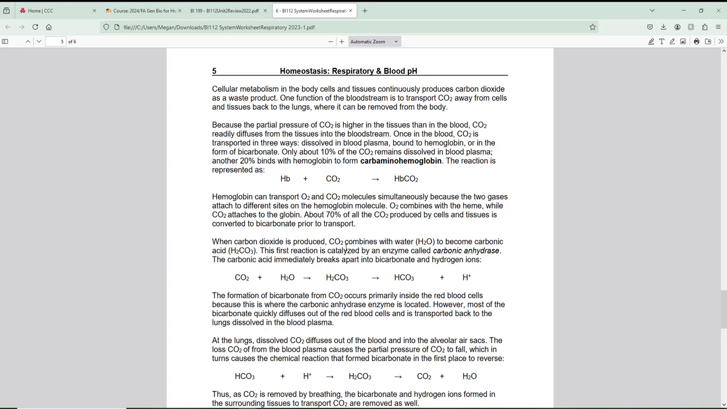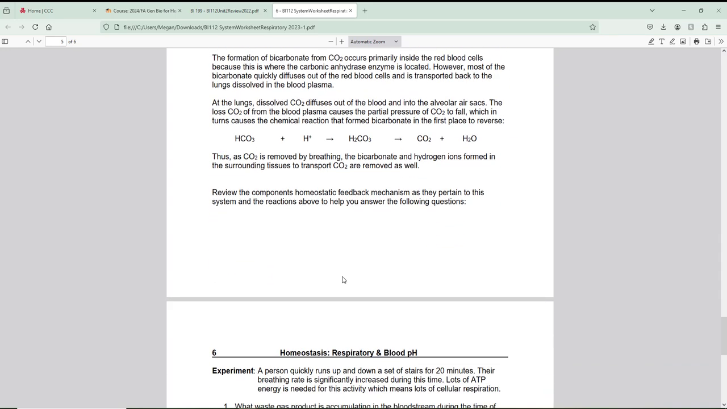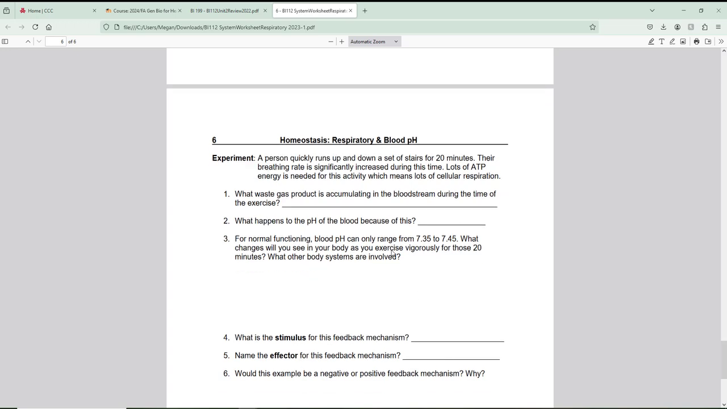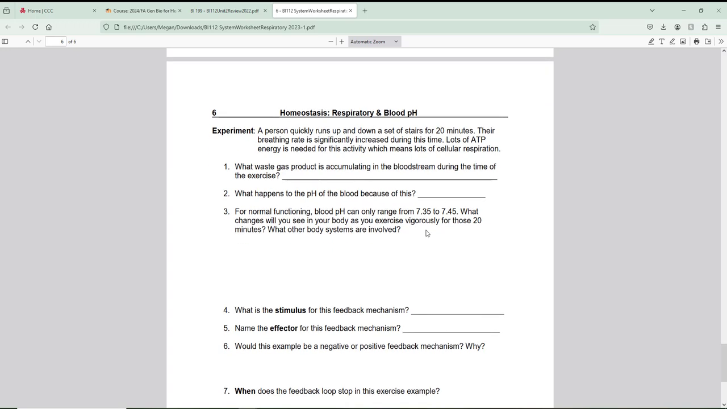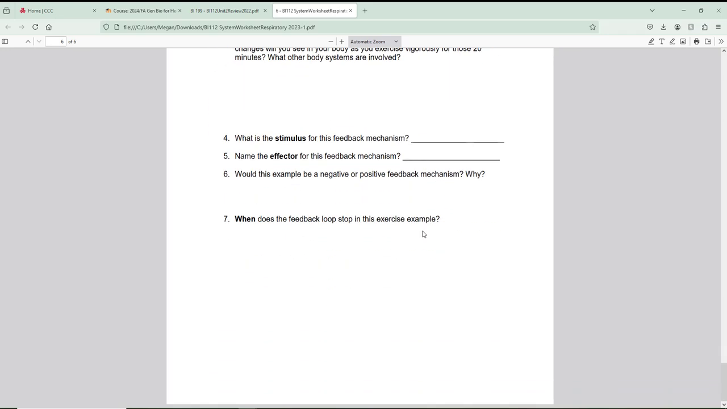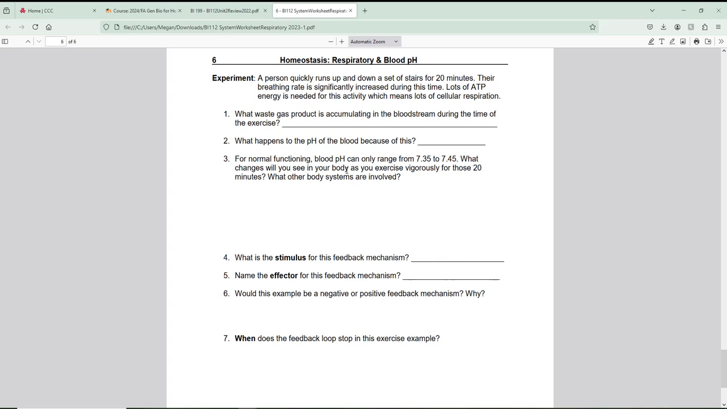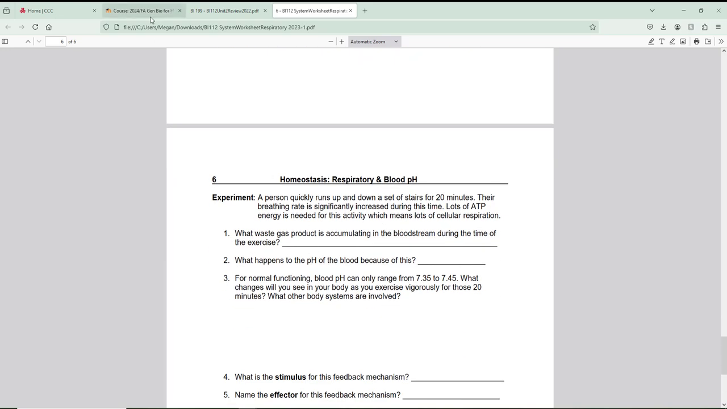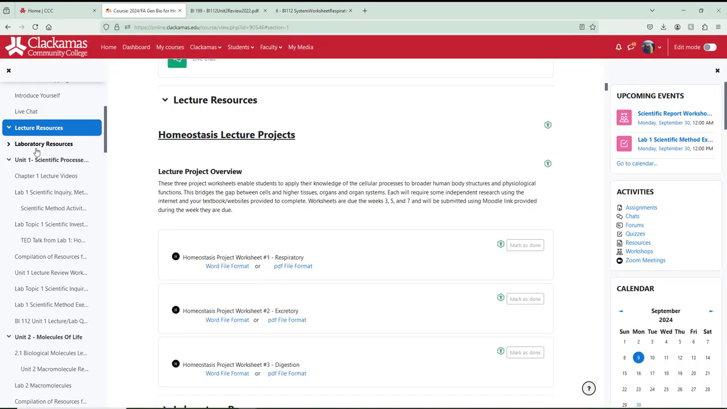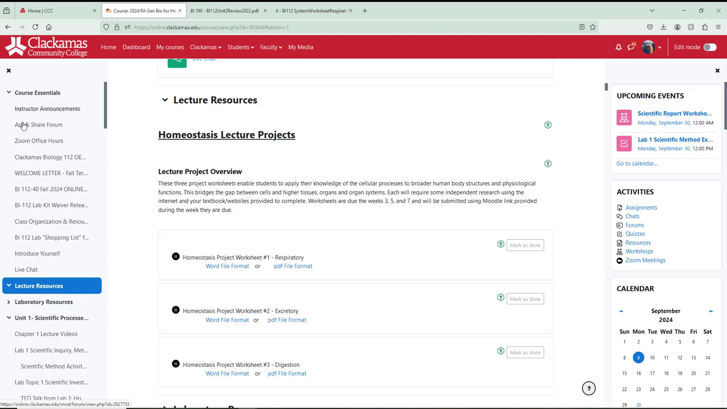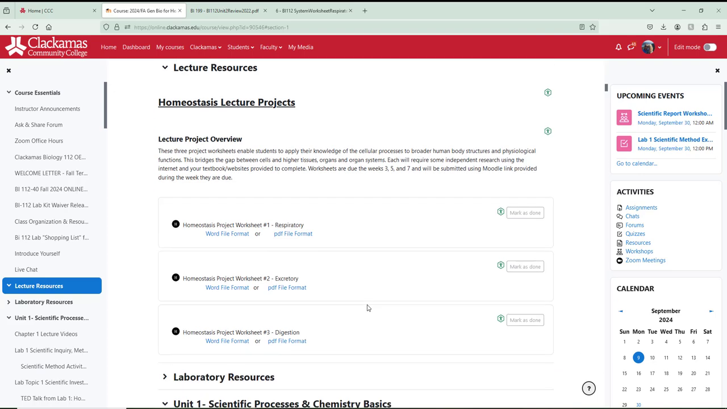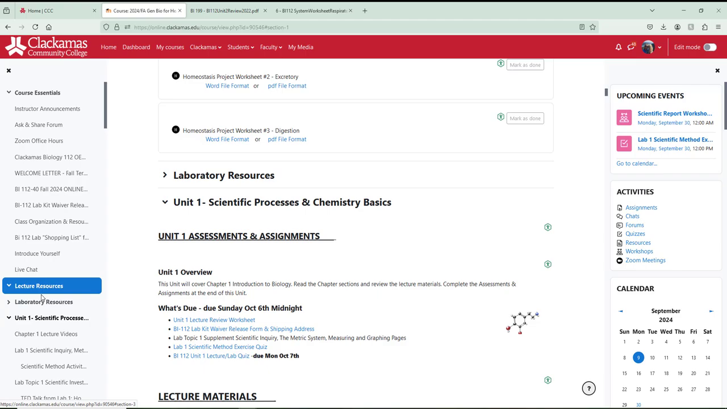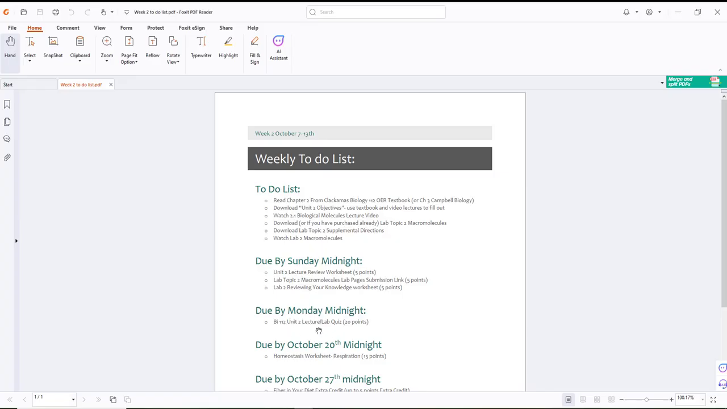So you're going to read through this information and answer the questions along the way. Okay, so what would happen if your blood pH rose? What if it declined, and so forth? Even though this is not due until the 20th, you might want to get started on it this week, and that way, if you have questions along the way, you can start posing those in the Ask and Share forum so that you can work together on figuring out the answers. That's why I have that on the to-do list.